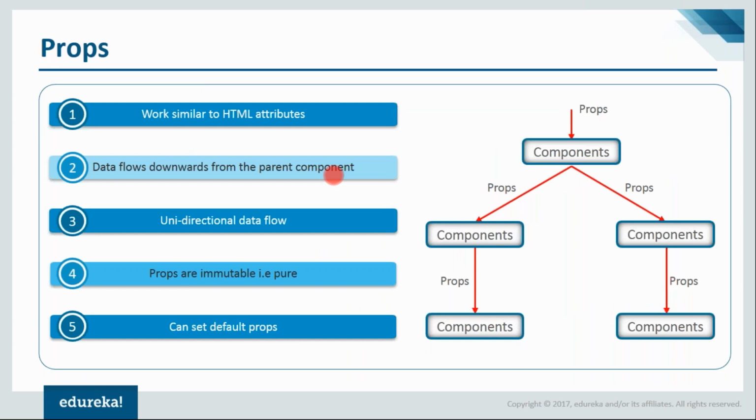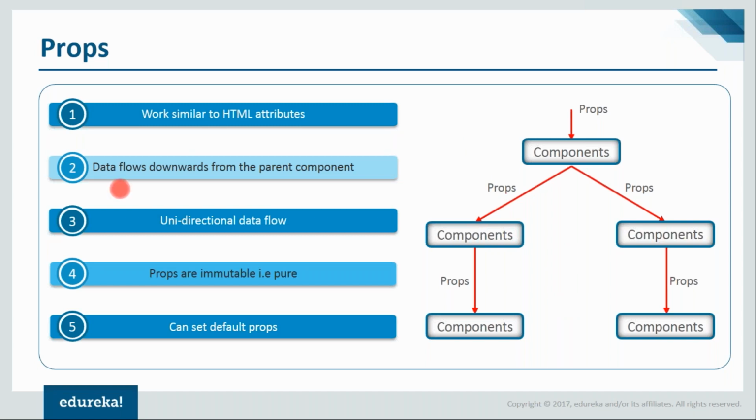Moving on to the next slide, let's talk about props in more detail. What are props and how do they work? Props in React work very similar to HTML attributes. Just like how you can change the color and set different aspects in HTML, you can do the same thing here. It's very easy to work with props that way. One important feature is that data always flows downwards from the parent component to the child component. It's a unidirectional data flow: data flows from the top to the bottom.